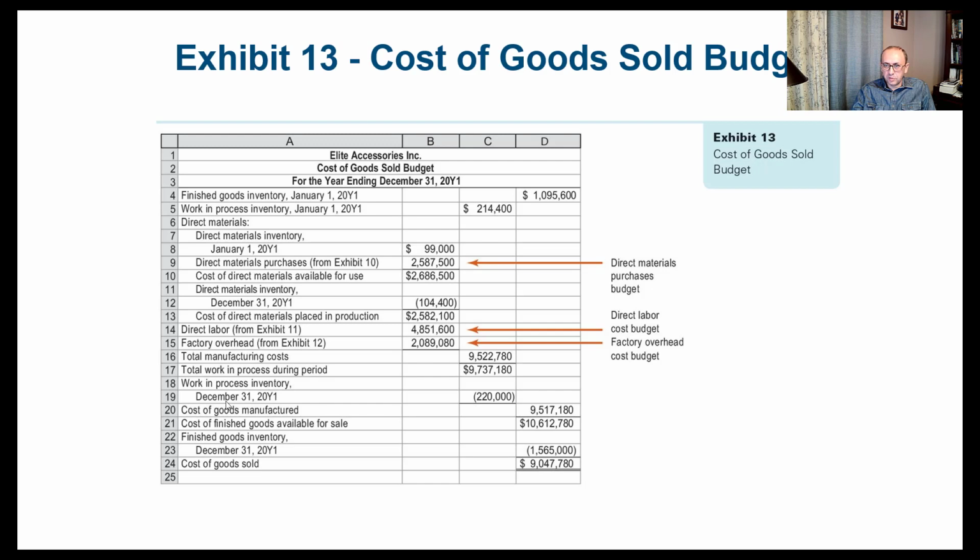Same thing with the finished goods for the material. The direct material inventory, December 31, year 1, the 104,400, that was a desired value. That's something we decided on. So we got the cost of goods sold, and that was, again, an important part for the income statement.